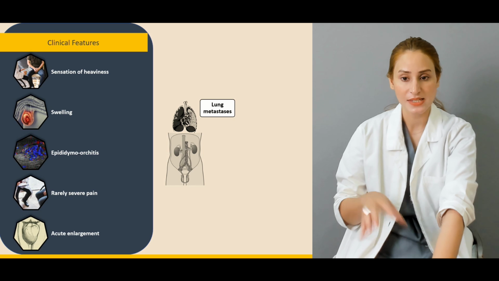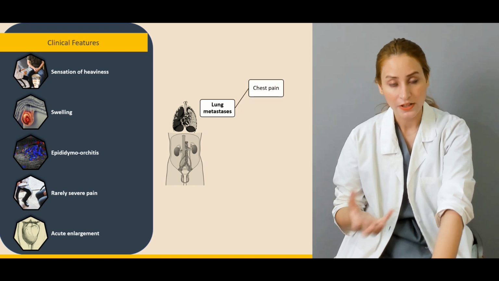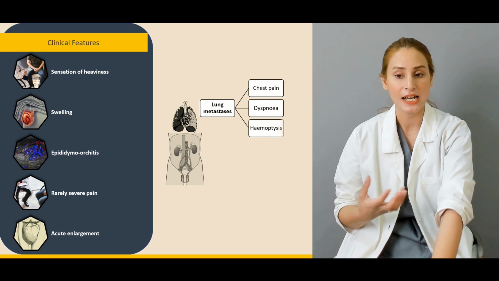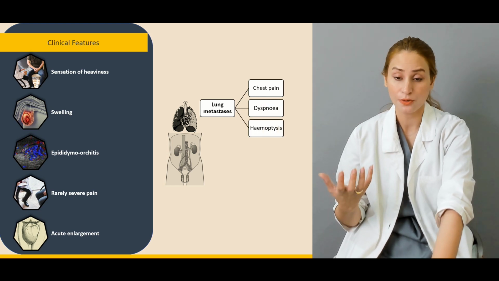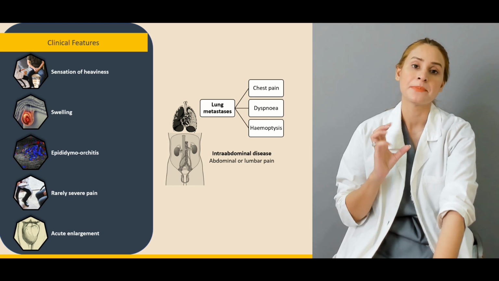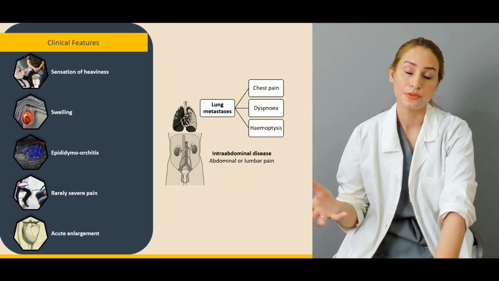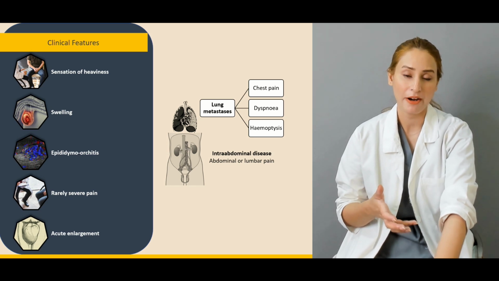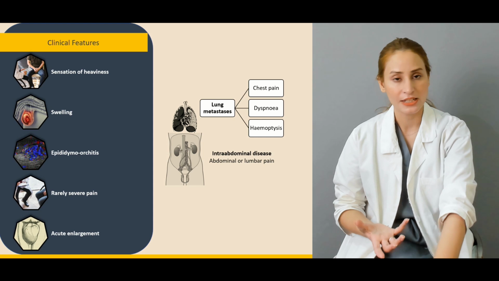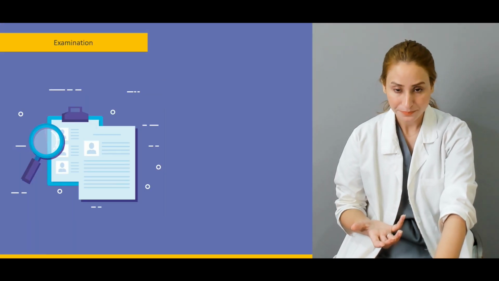So you can see that if there's a lung metastasis, the patient will have chest pain or dyspnea, and the patient can present to you with a history of hemoptysis as well. And if the tumor has already seeded into the abdominal cavity through the spread to the para-aortic lymph nodes, the patient can complain of abdominal or lumbar pain.